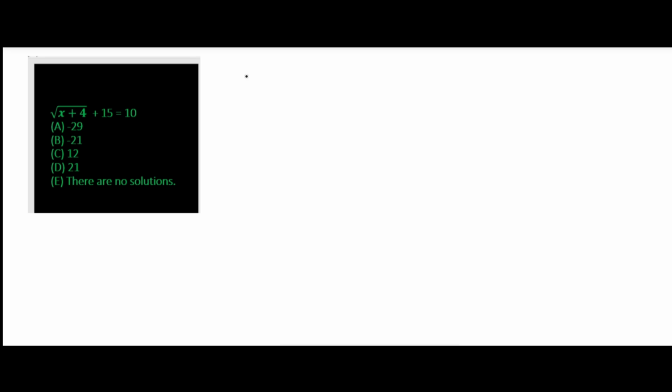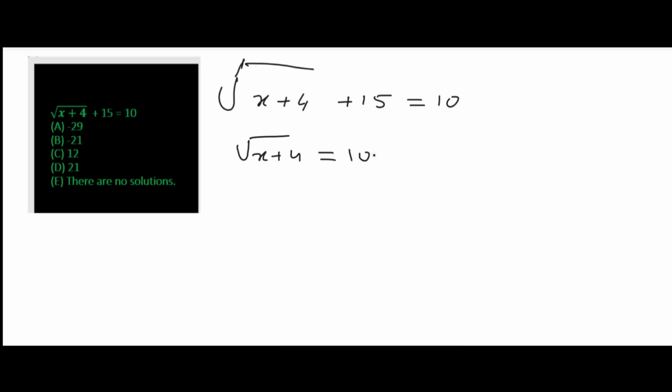So this is the given question: under root x plus 4 plus 15 equal 10. So under root x plus 4 equal 10 minus 15, and under the root x plus 4 equal minus 5, and under the root x plus 4 equal minus 5. So we will take square on both sides.